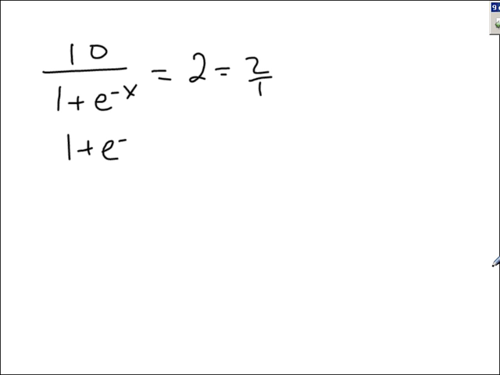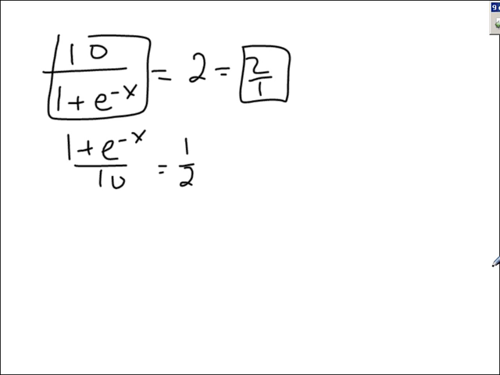Suppose you had to solve this: 10 divided by 1 plus e to the negative x equals 2. Remember, 2 is 2 over 1. First thing I would do here is take the reciprocal of both sides. This needs to be a skill that you use. If two quantities are equal, then their reciprocals are equal.